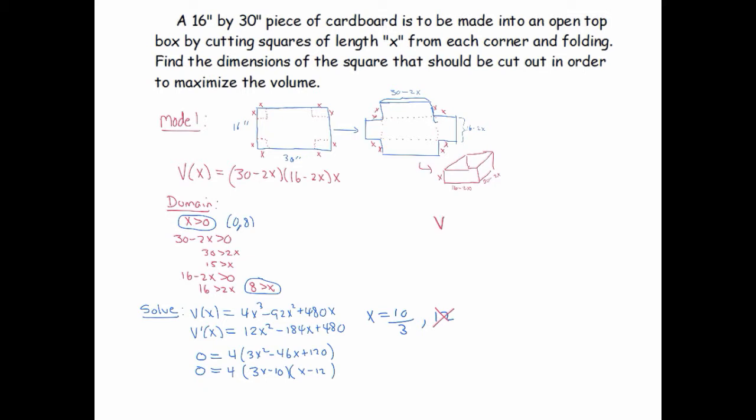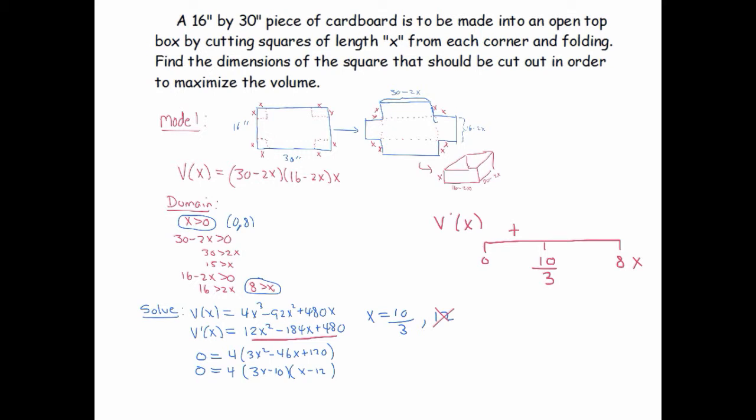So I'm going to do a v prime number line. It's going to go from 0 to 8. And I'm going to put 10/3 on there. And I'll plug in a number like 1 into my derivative, and I guess I'll plug it into this version here. If you plug in 1 into the derivative, you get 12 minus 184, which is a negative number, plus 480, which is definitely going to make that a positive number. So the derivative is positive there.